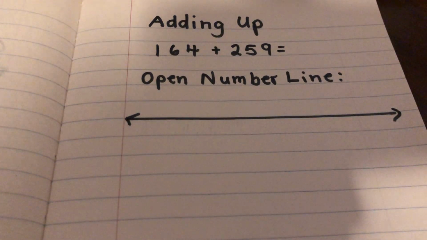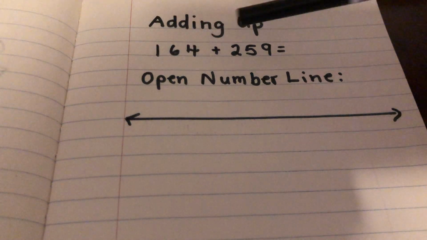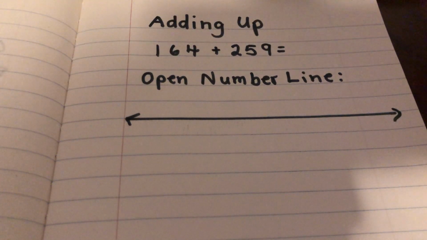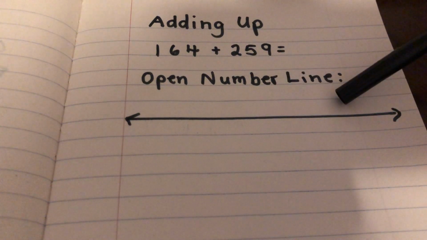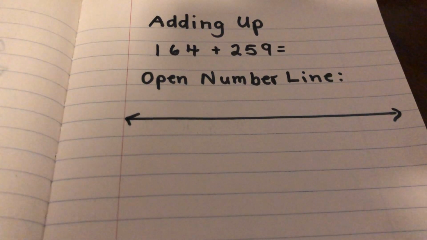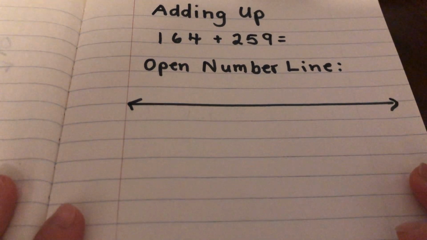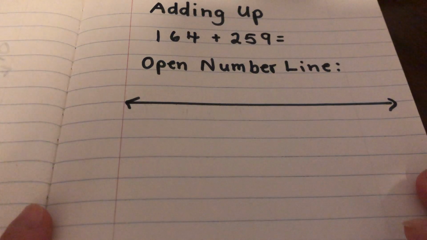So today we're going to practice using the adding up strategy when adding two three-digit numbers. There are actually two ways we can use the adding up strategy. The first way I'm going to show you is on an open number line. The second way will be using number sentences. It's up to you to see which strategy is most comfortable for you to use. So let's get started with the open number line.